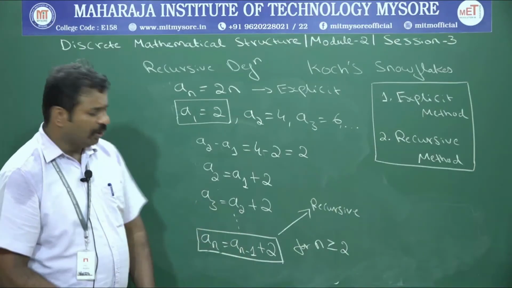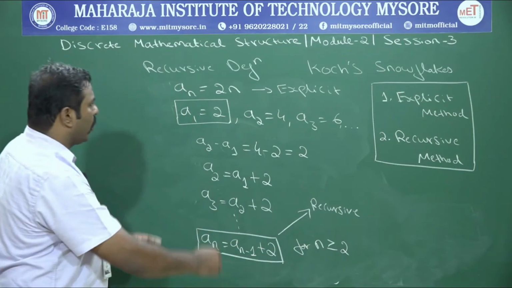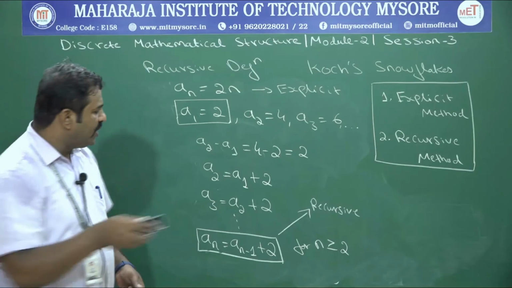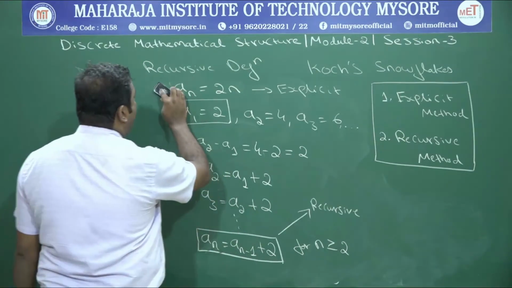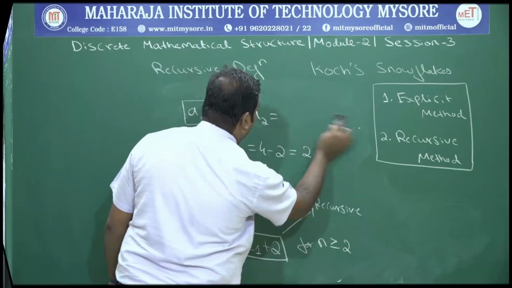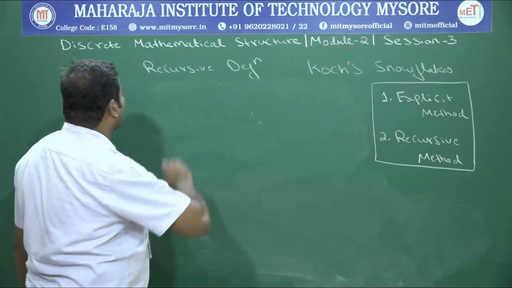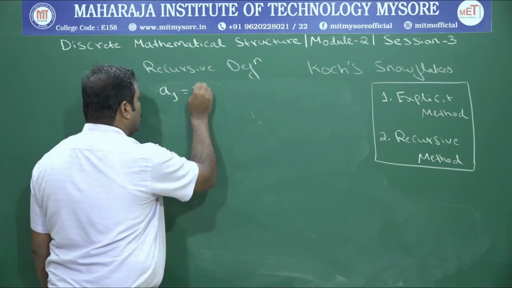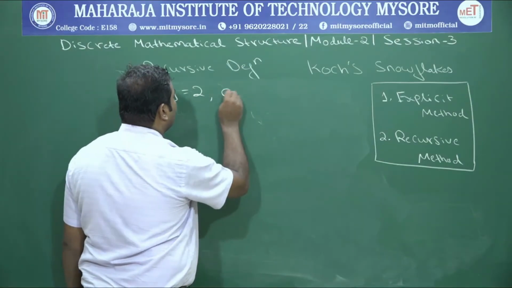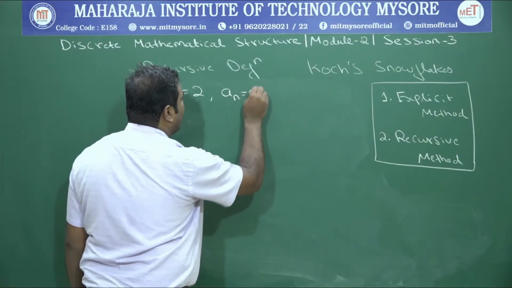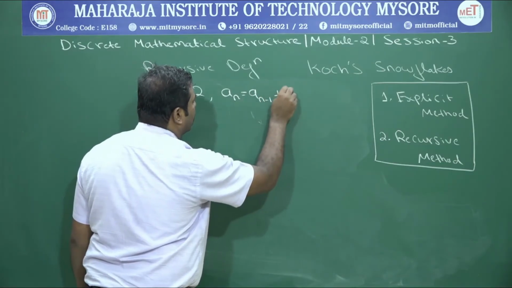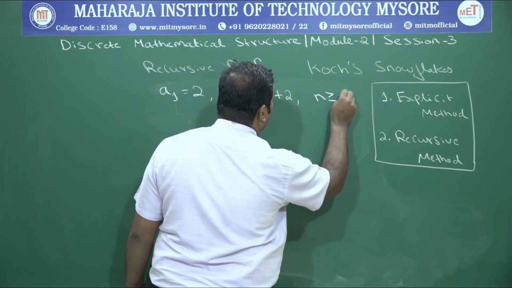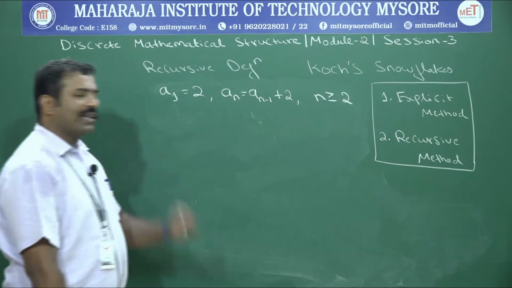So now I'll show you, for a given recursive rule, how to convert it to explicit form, that is, the reverse way. So let me remove this explicit form. The very first base condition is that I need to know a1. So a1 equals 2, as we all know. And the general rule is an equals an minus 1 plus 2, for n greater than or equivalent to 2. Now this is a recursive form.